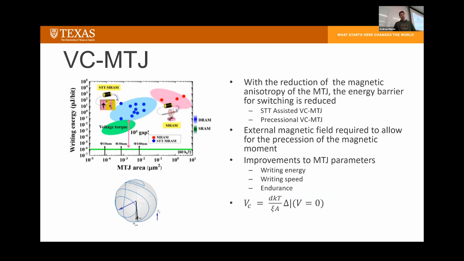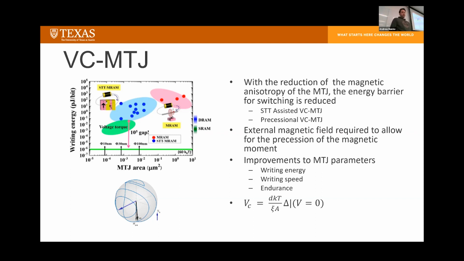Using voltage instead, we're able to modify and improve some of the parameters of MTJs, which include the write energy, the writing speed, and the endurance. One of the key things is endurance, because we're barely passing any current through, and the only time is when STT is switched.